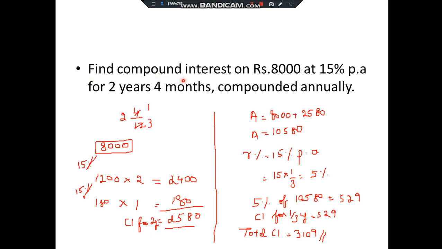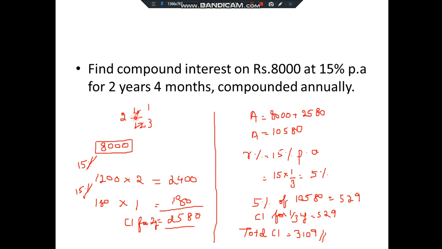Find compound interest on rupees 8,000 at 15% per annum for 2 years 4 months compounded annually. So I have chosen the 2-1 method here. You try solving using other methods too. 2 years and 4 months they have given, compounded annually also they have given, so need not touch any values. So 2 years 4 months can be written in years as 2 plus 4 by 12, which on simplification is 2 and 1 by 3. In such a case, you will find for 2 years separately and 1 by 3 year separately. You get my point?